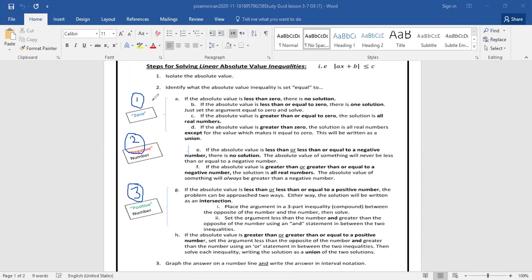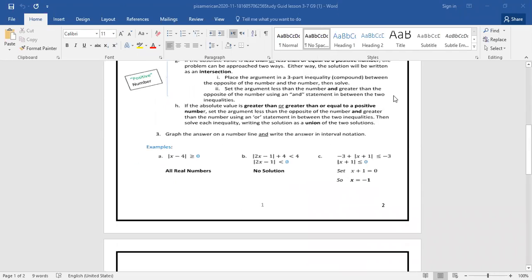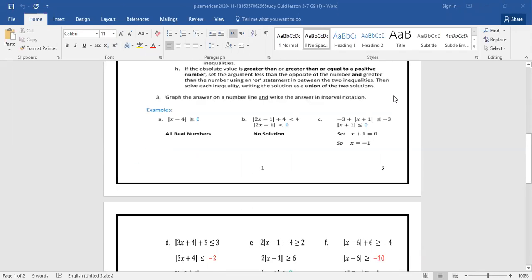Could you please, who will tell me the main three cases which we are going to study today? Solving absolute value inequalities with zero, negative number, and positive number. Let me start with you with zero.